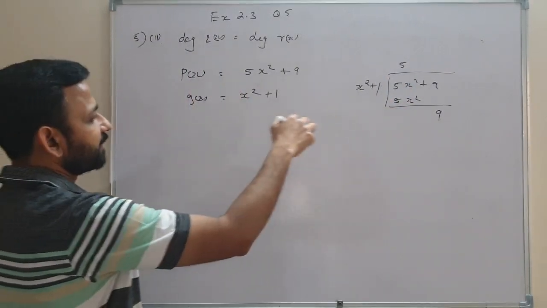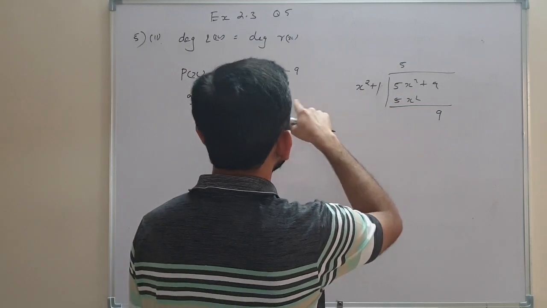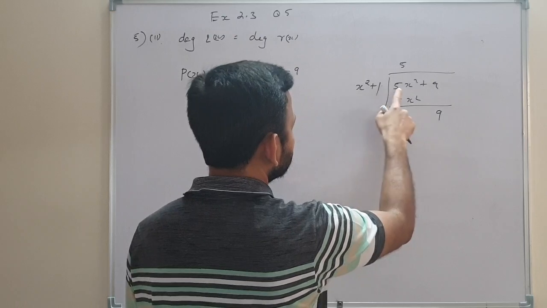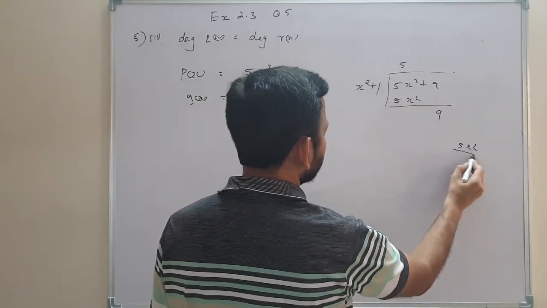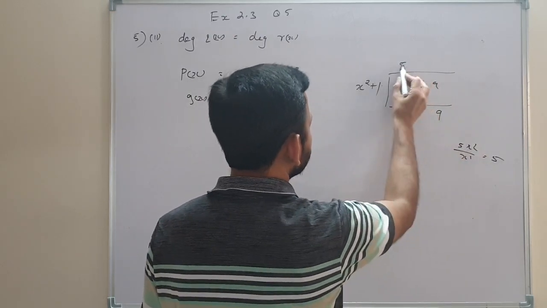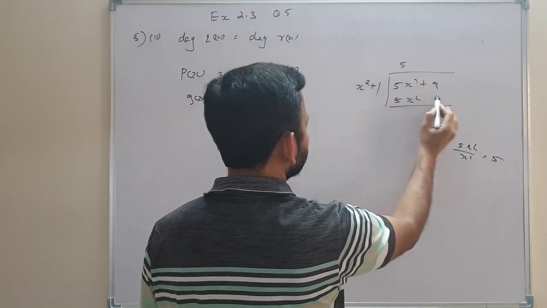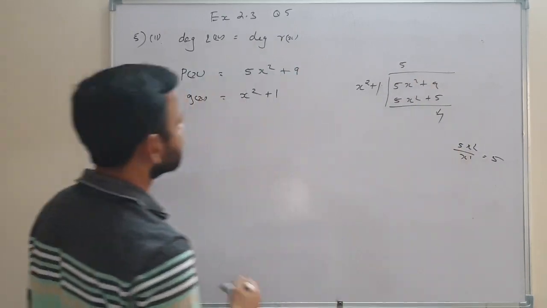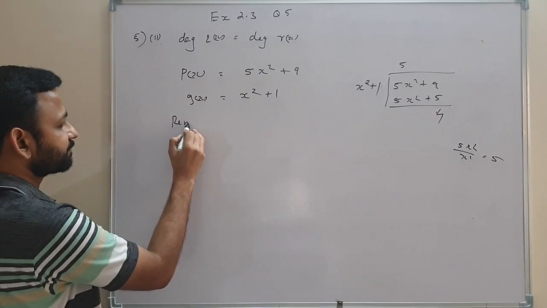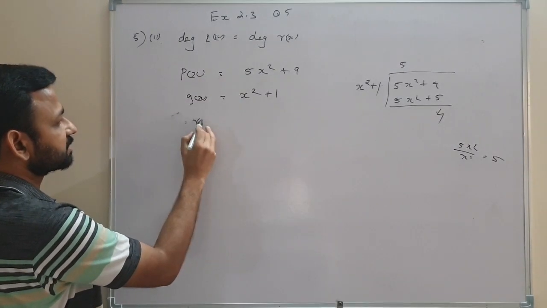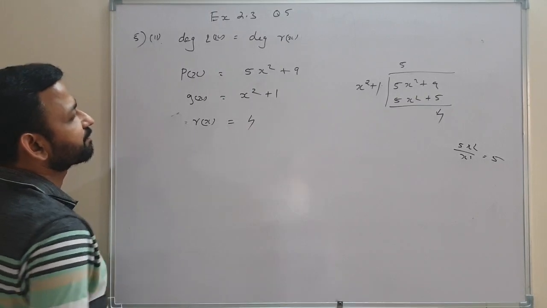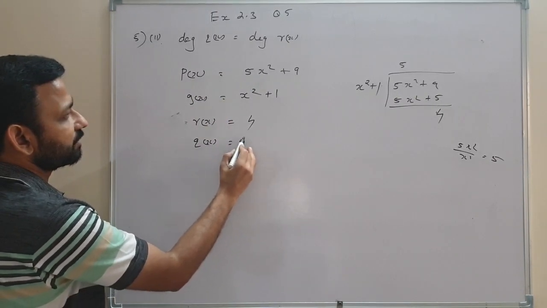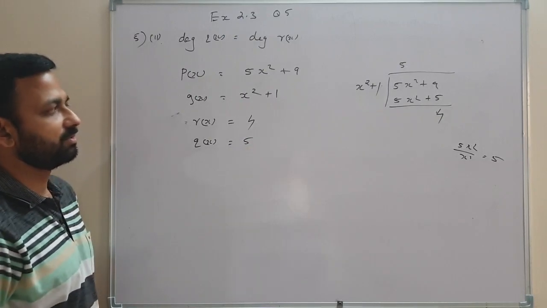Then when we divide p(x) by g(x), 5x² + 9 divided by x² + 1, 5x² upon x² is equal to 5. 5 into x² is 5x², 5 into 1 is 5, then the remainder will be 4. So here the remainder r(x) is equal to 4, and q(x) is equal to 5.